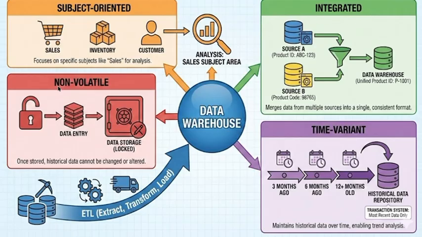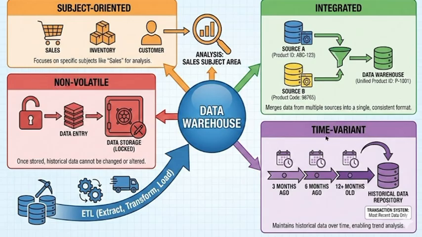Now let's talk about what you mean by non-volatile. This means once the data enters the data warehouse, it does not change. It stays as it is. There is no updating, no deleting, no manipulating the existing data. So the historical data remains untouched. That means once the data is in the data warehouse, it is locked. This is very important because it ensures the integrity and reliability of your analysis. Whatever data you stored last year will still be exactly the same today as well. So once the data enters the data warehouse, it is not going to change. That is what is called non-volatile.